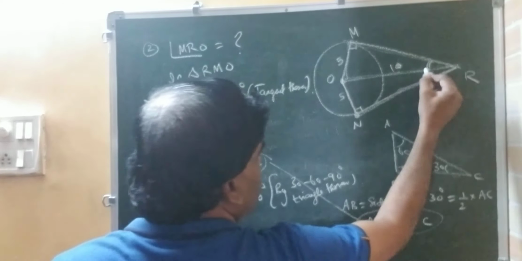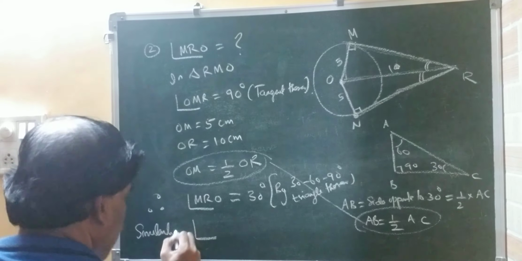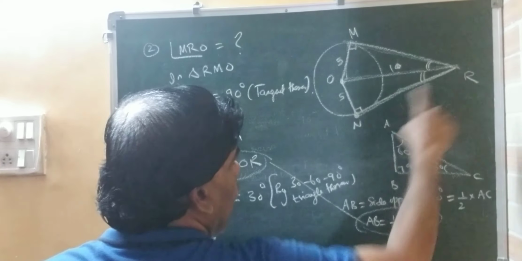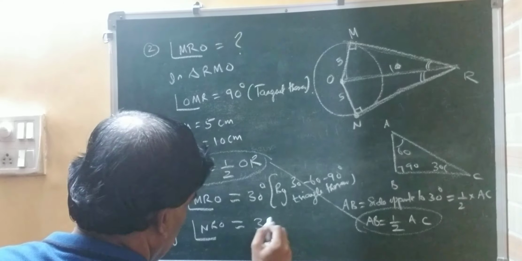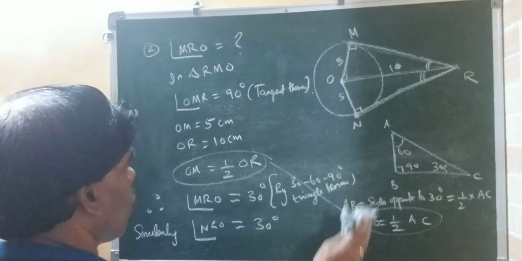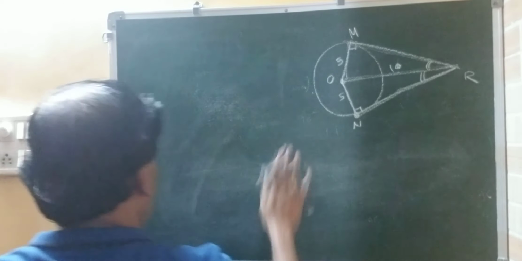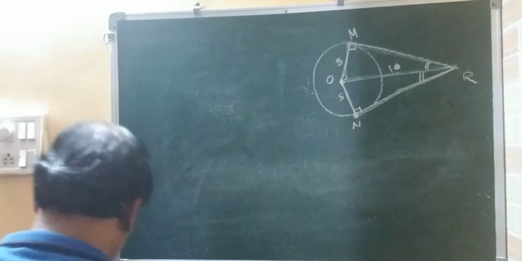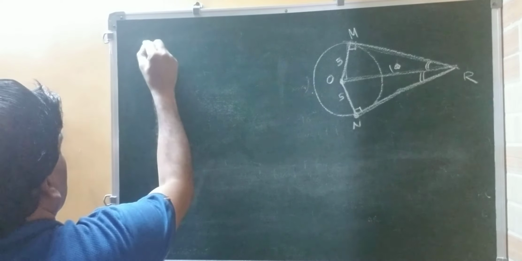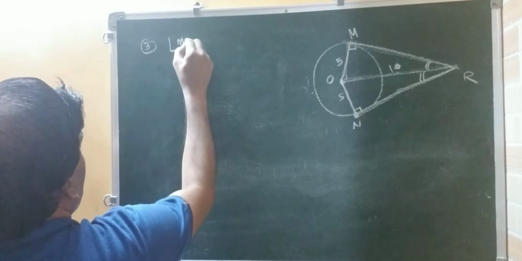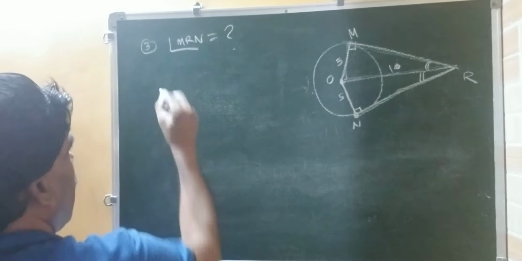Similarly, we can write this angle also. Similarly, angle NRO equal to also 30 degree. Now the third part we will use. Now the third part is what they are actually telling: find the measure of angle MRN. What is angle MRN, you tell me?